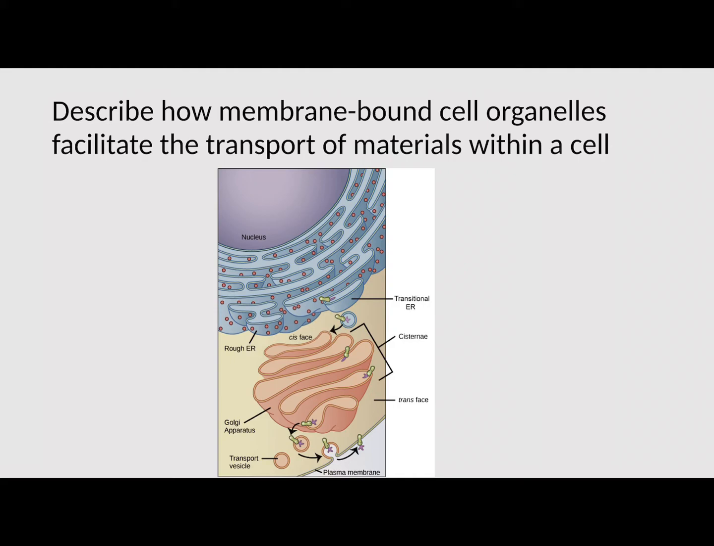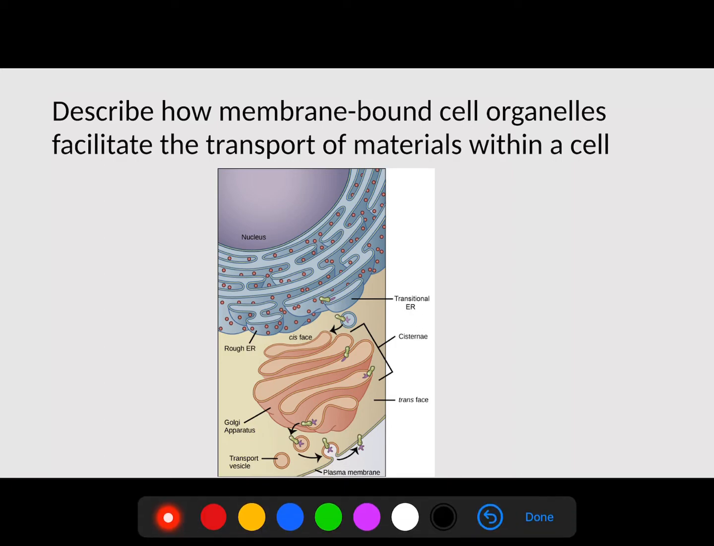So for this video, we're going to be focusing on part 3 of topic 4, which is homeostasis and transport. Part 3 is looking at the membrane-bound organelles that help facilitate the transport of materials within a cell. So we're going to describe how this membrane cell organelle system facilitates and moves things in and out of the cell. Sometimes you may see this as the endomembrane system. Again, we're talking about the same thing, just another way to say it.